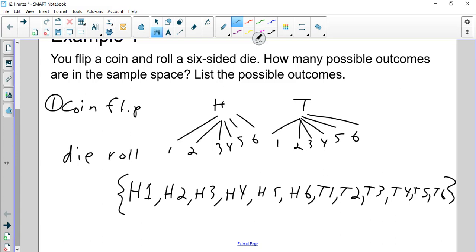Now remember, if I just rolled a die, my sample space would be 1, 2, 3, 4, 5, 6. If I flipped a coin, it's just H or T. But since I'm combining them, these are all my possible outcomes in the sample space.